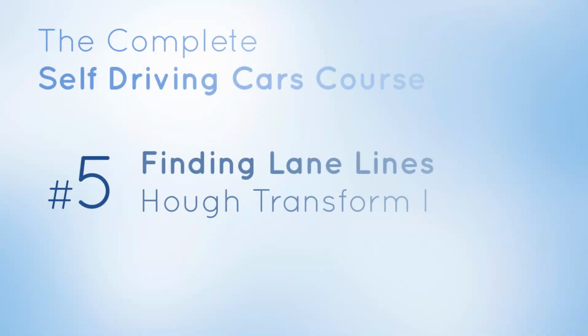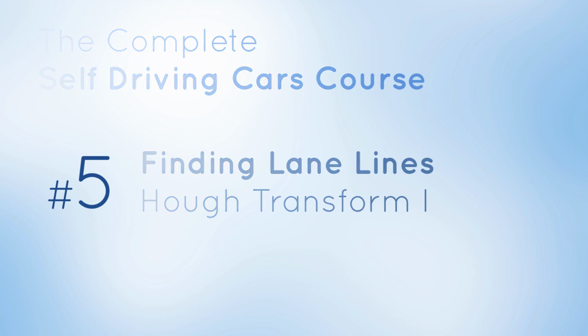So far, we've identified the edges in our image and isolated the region of interest. Now we'll make use of a technique that will detect straight lines in the image and thus identify the lane lines. This technique is known as Hough transform.